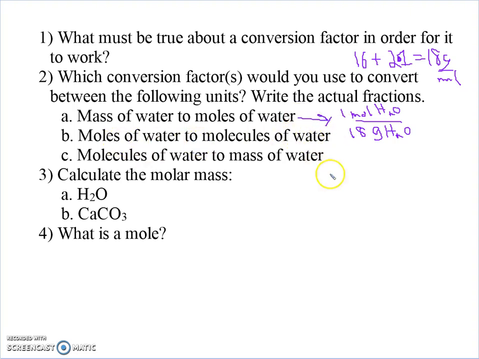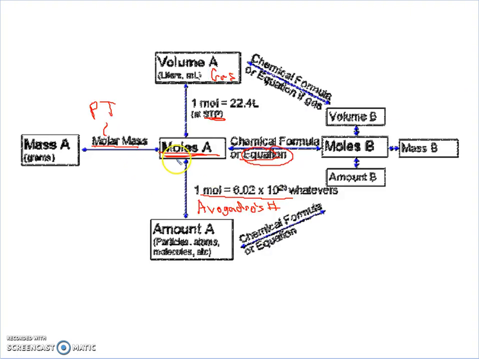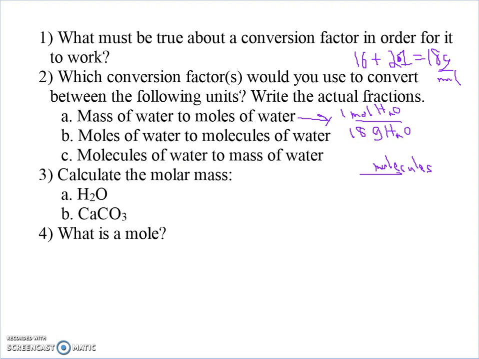Moles of water to molecules of water. So we want molecules. Oh, I should use my diagram first. So moles to amount would be molecules, so we're going to use Avogadro's number right here. So we put molecules on top, because that's what we're going to. We put moles on the bottom, and then we know 1 mole is 6.02 times 10 to the 23rd molecules.